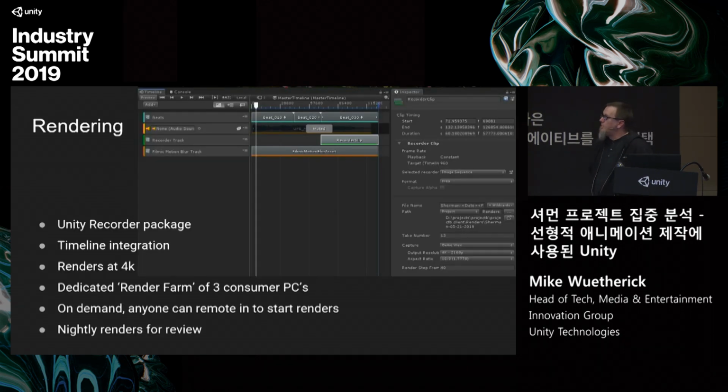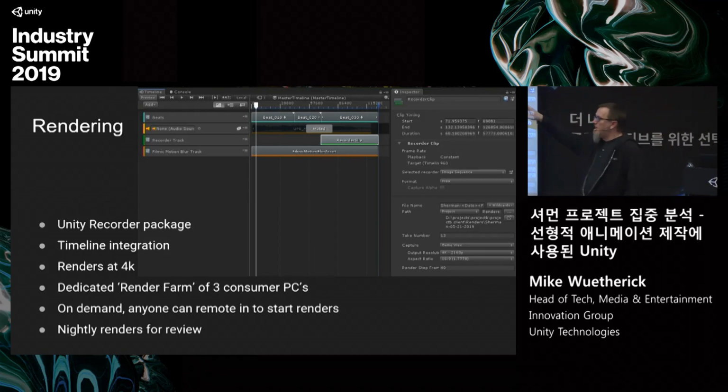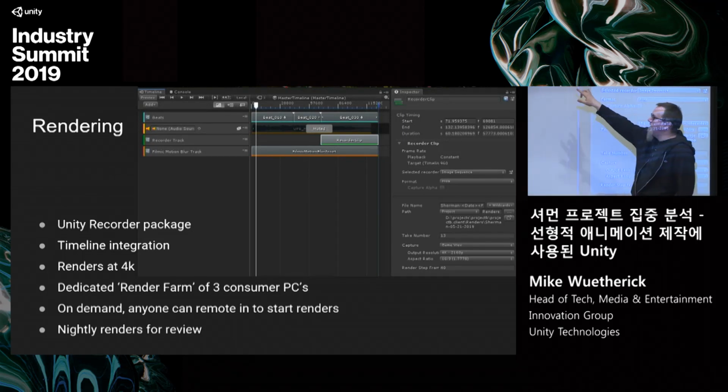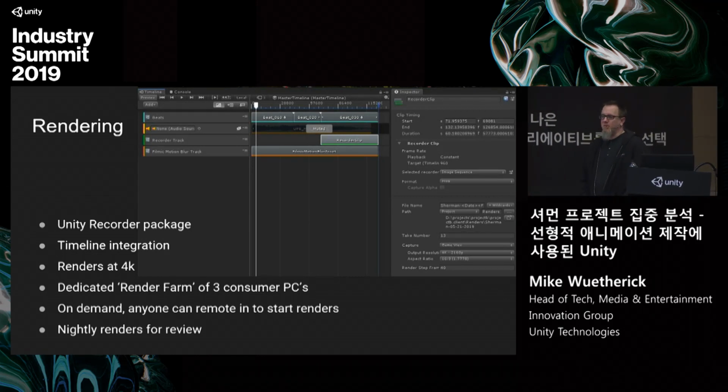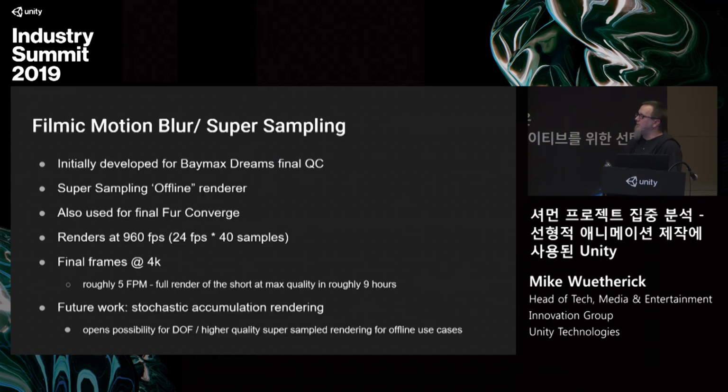For rendering, we use the Recorder package. So this allows you to configure, that's this green clip here. If we wanted to render just a segment of the short, we could pick a shot or essentially build our render farm, which was basically 3 PCs I had sitting on my desk. And we would render at 4K and downsample to 1080p, like we were talking about at lunch. The nice thing with this system is we had a remote in, so anybody could log into one of our PCs and start rendering. And then we would just do the normal render nightly and compile it.